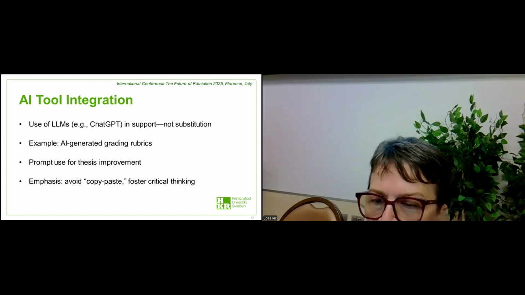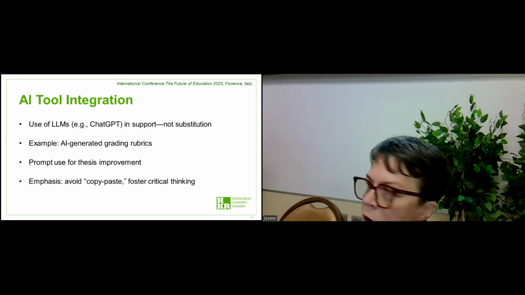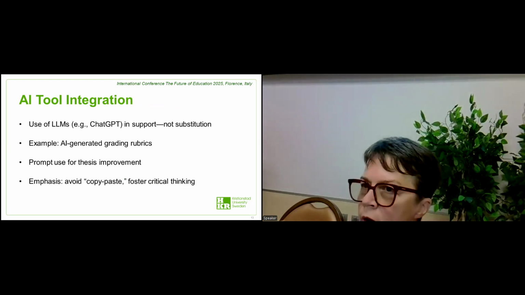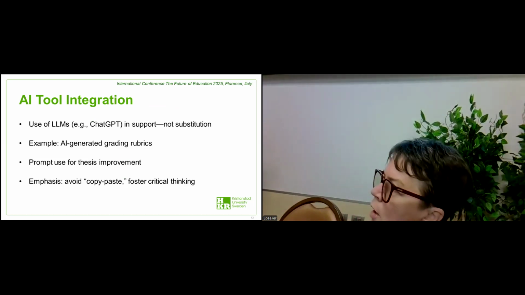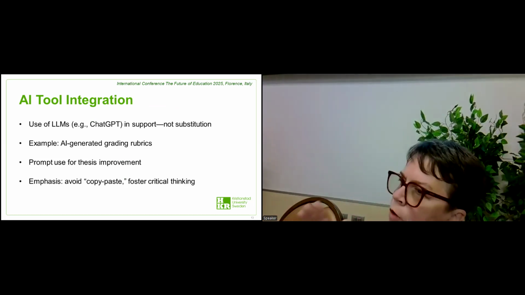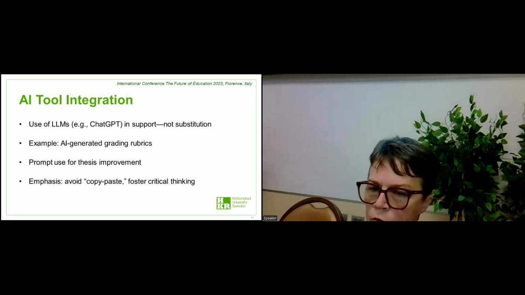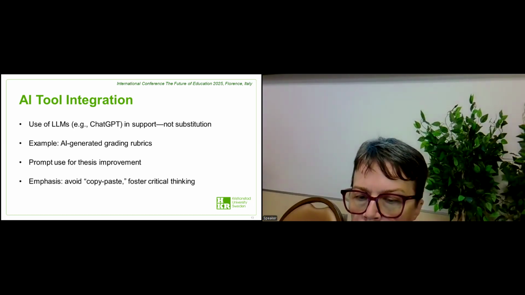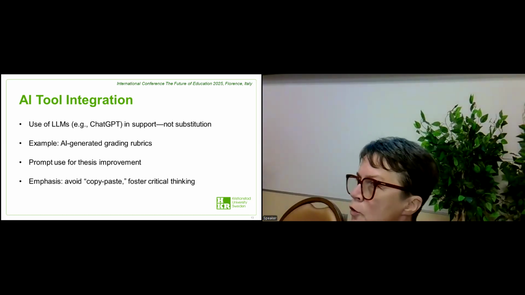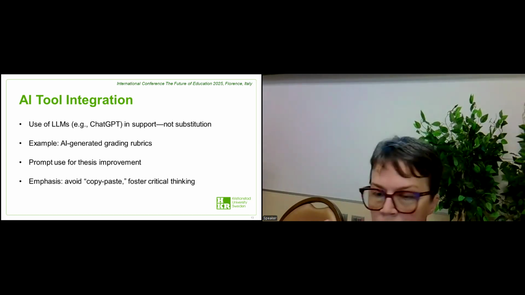So AI tool integration, and as you know, ChatGPT is just one of them. You have Gemini or NotebookLM or any of the language model supports, but of course, we can also go beyond those language models to support in various ways, but these are the ones we are focusing on here. And we tested in this article to generate the grading criteria for our students, and I will show that in a couple of slides ahead.